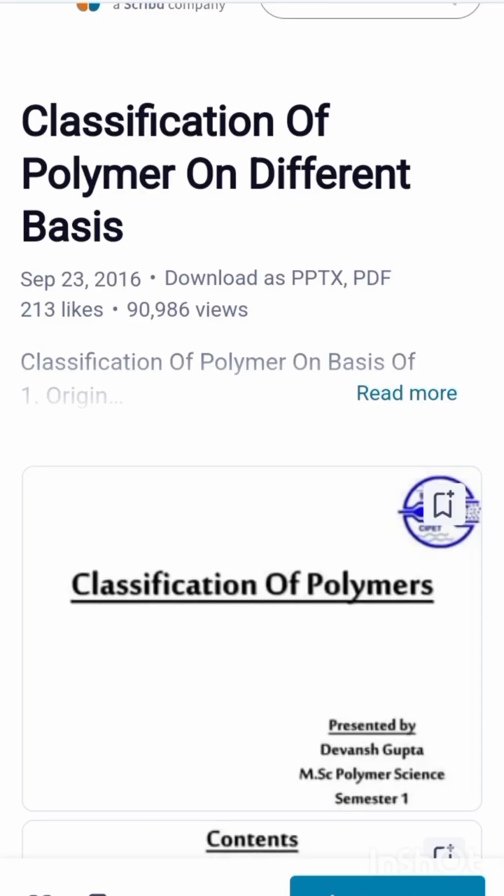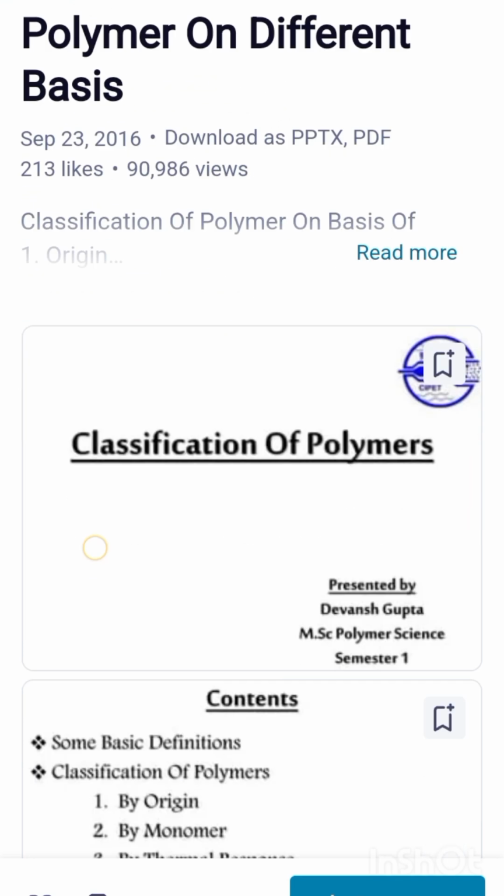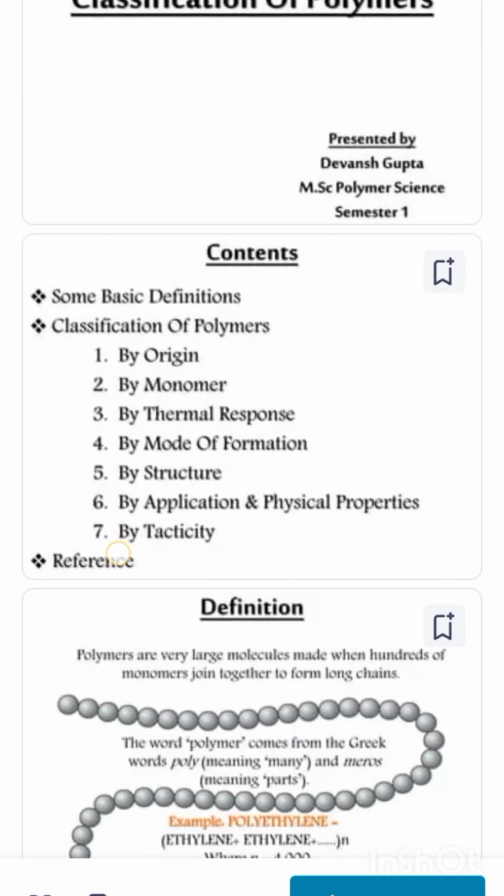Today my topic of presentation is polymer from physical chemistry. Definition of polymer. A polymer is a substance made of very large molecules or macromolecules that are made up of many repeating units called monomers. Next, a classification of polymer on different bases. Classification of polymers.